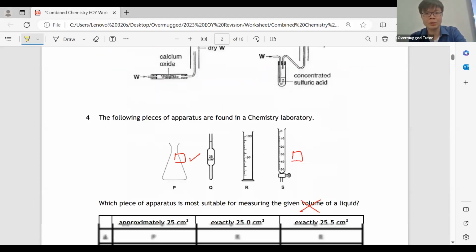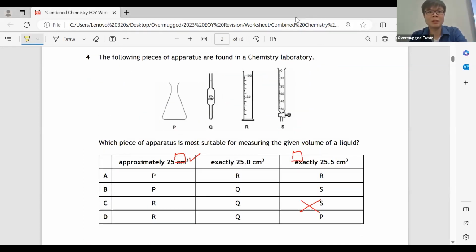Then I think last one over here. The different types of apparatus. Your conical flask is not for measurement, it's just to contain your liquid or solution. Measuring cylinder is for volume estimation. It's not accurate, approximation estimation. Sometimes you may see keywords like this, as you can see over here. Approximately.